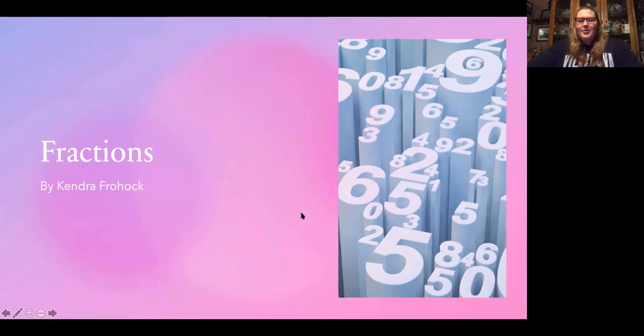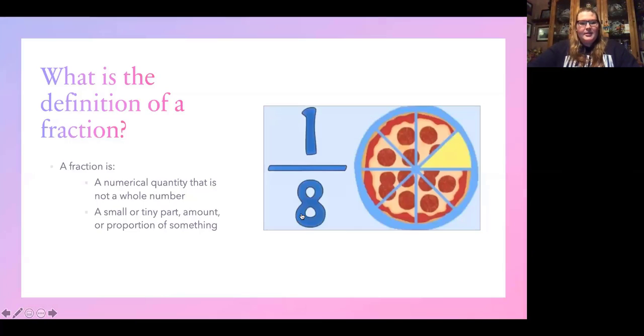All right, so today we're going to learn about fractions. So what is the definition of a fraction? A fraction is a numerical quantity that is not a whole number. So it is a small or tiny part, amount, or proportion of something.